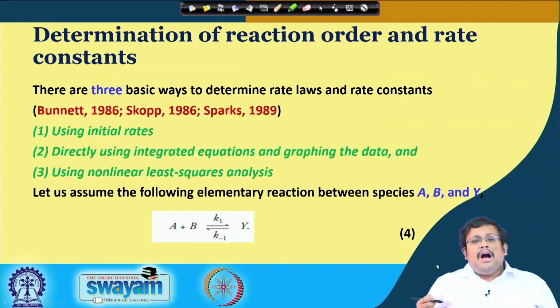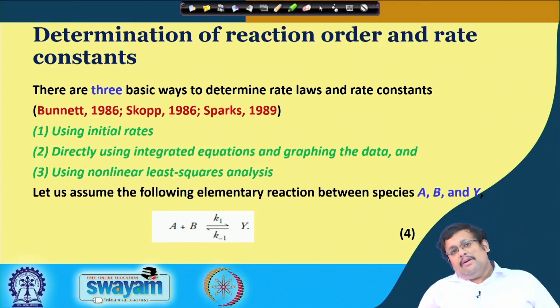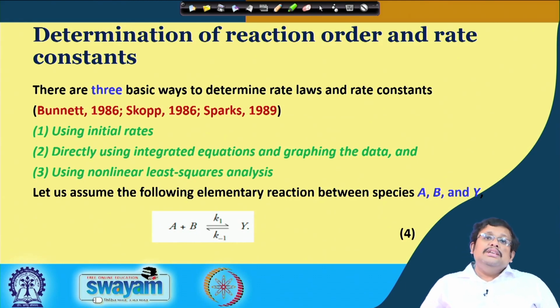So, how to determine this in case of soil? Now, how to determine the reaction order and rate constant as far as soil chemical processes are concerned. There are three basic ways to determine the rate laws and rate constant according to scientists. First, using the initial rates. Secondly, directly using the integrated equation and graphing the data, and third, using nonlinear least square analysis.